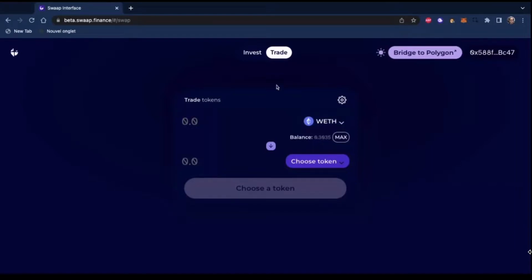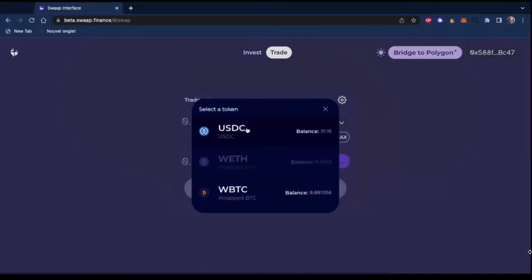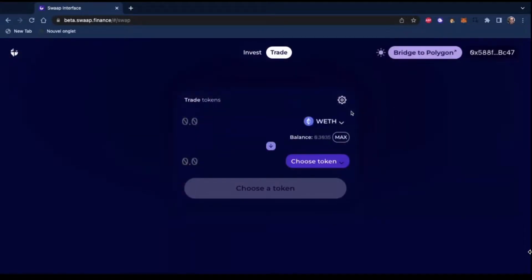So maybe let's first start with the trade page. As you can see, it's very classic UX. I'm sure people who have already used AMMs won't feel lost. So currently, Swaap supports only 3 assets. We support USDC, Ethereum, and BTC. And we are live on the Polygon network. So you need to have a MetaMask and some Matic to pay for the gas to operate on the Polygon network, and your assets on the Polygon network.